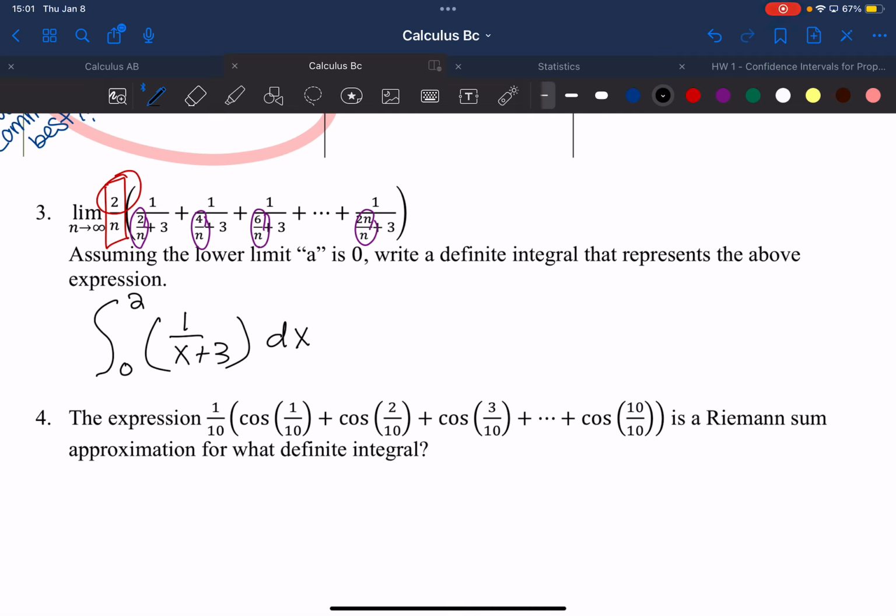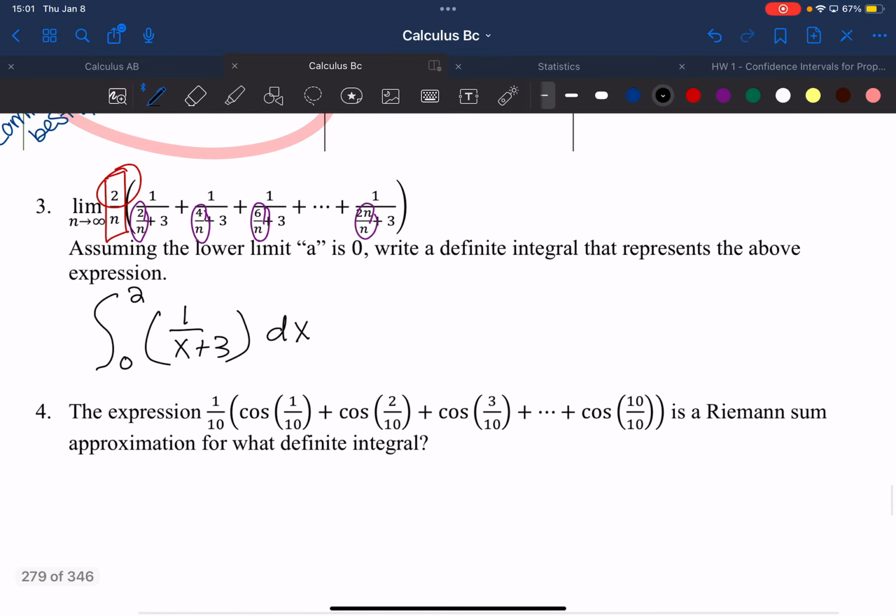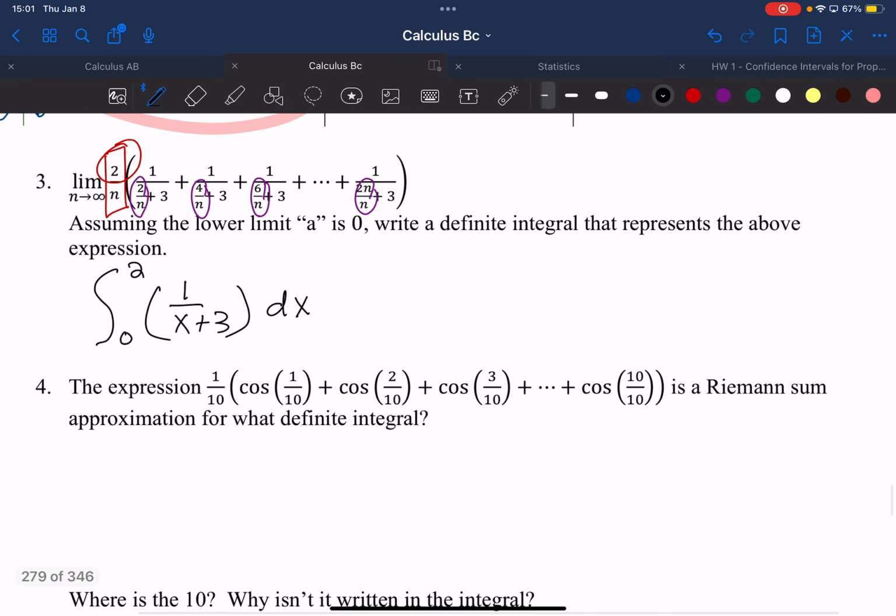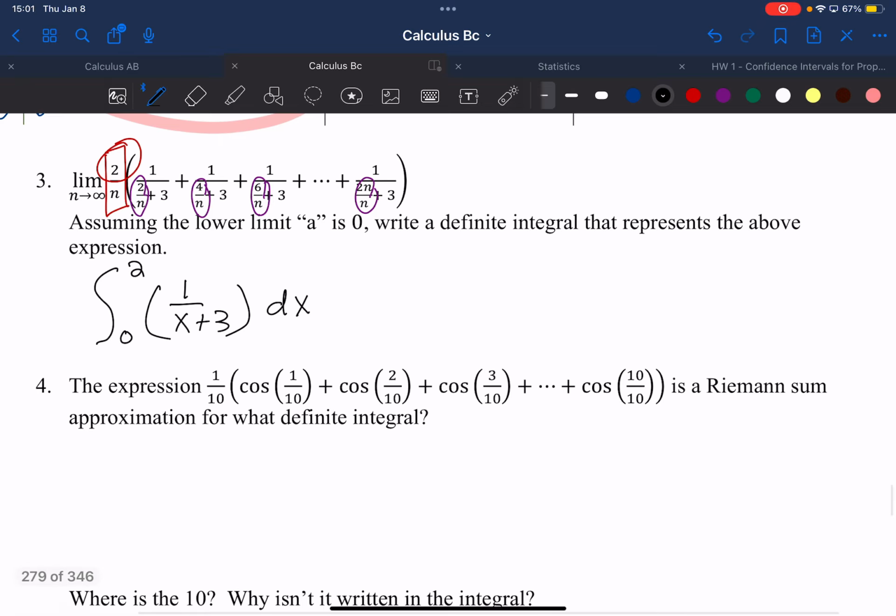So again, we decided to call that portion x because that is the only part that is changing. Remember when we talk about width in the beginning, we call that the change in x. So x went from 2 over n, 4 over n, 6 over n, etc. We can just call it x, simplify it to put it in that integral notation. Any questions on 3? So we called it x because it's the only part that is changing.